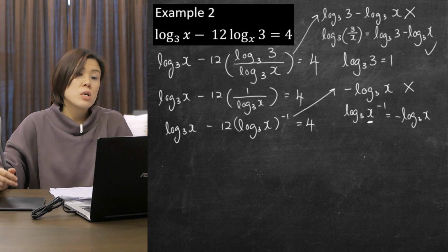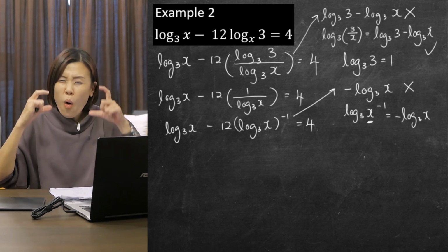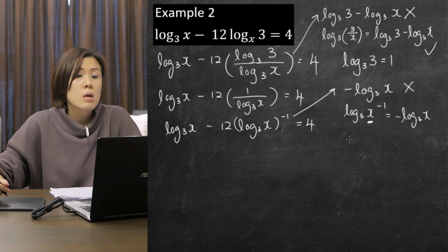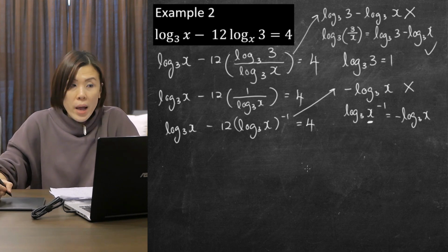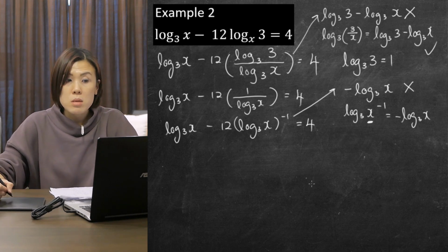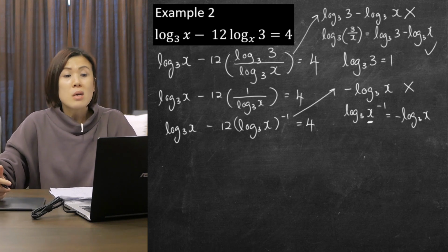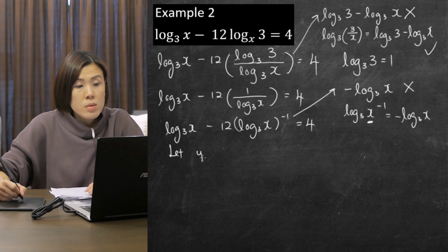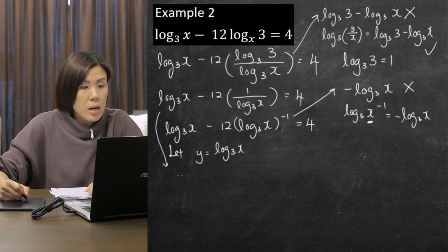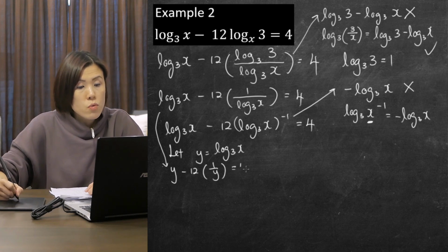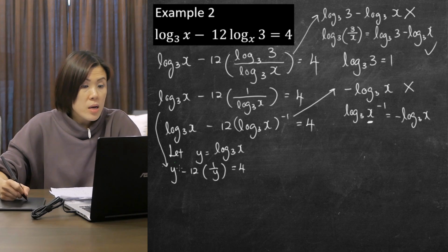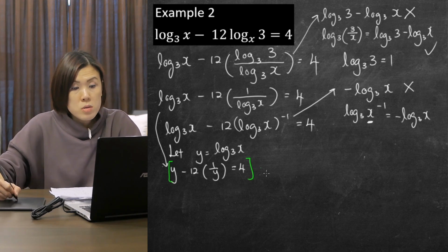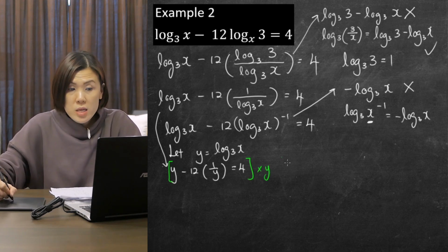Since in this equation, the power -1 is actually the power of the whole logarithm, it cannot be brought down. So it seems like we cannot use the way we solved the equation in example 1, because we cannot bring down the power, and we cannot combine them. In these situations, we have to use substitution. So next, I will let y equal log x. Then this equation will become y minus 12 times 1 over y equals 4. And I will simplify this equation by multiplying the whole thing by y to get rid of the denominator.